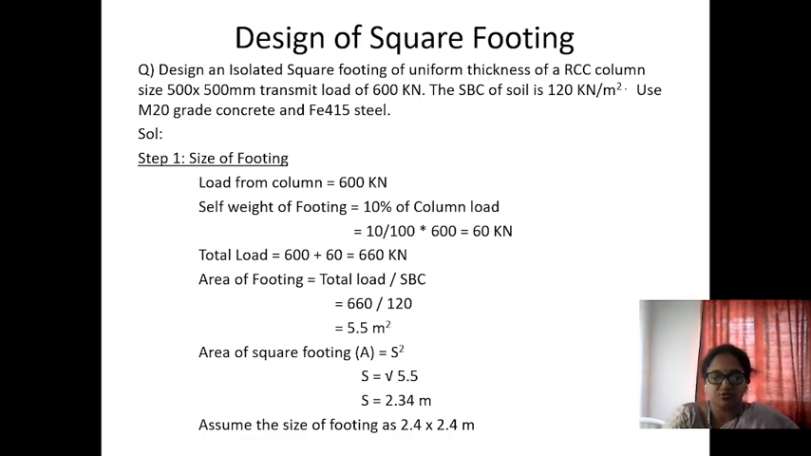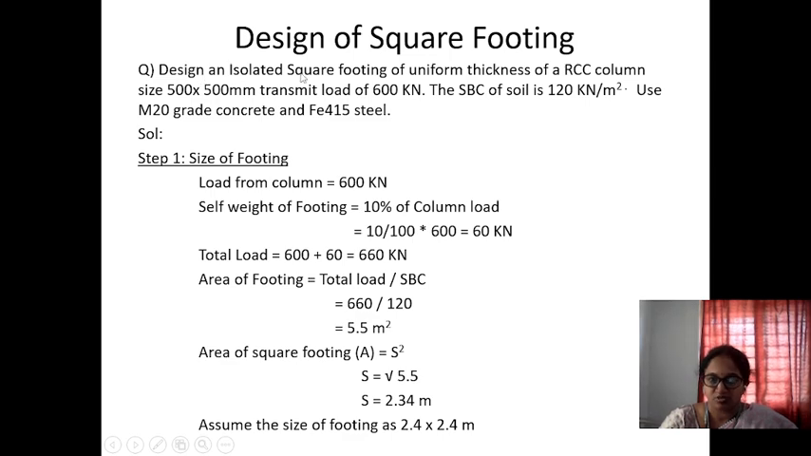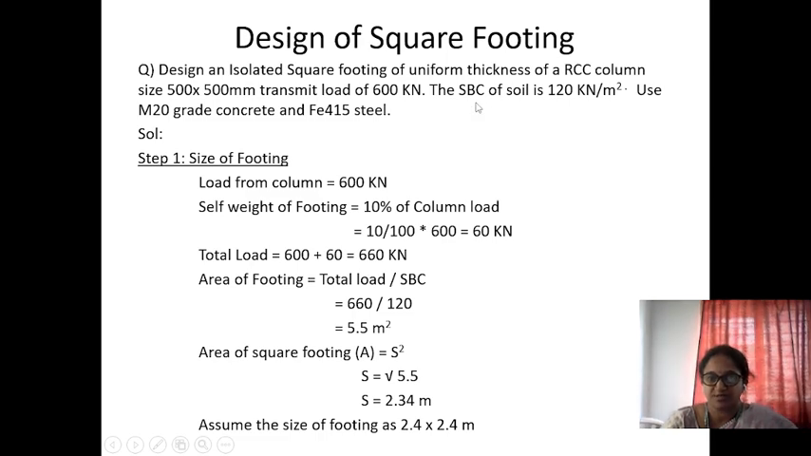So now coming to the example, I have taken the example of a square footing. Design an isolated square footing of uniform thickness for an RC column of size 500 by 500. The column size is 500 by 500 and it transmits a load of 600 kilonewtons. The SBC, that is the soil bearing capacity, is 120 kilonewton per meter square. Use M20 grade concrete and Fe415. So there are 6 steps.